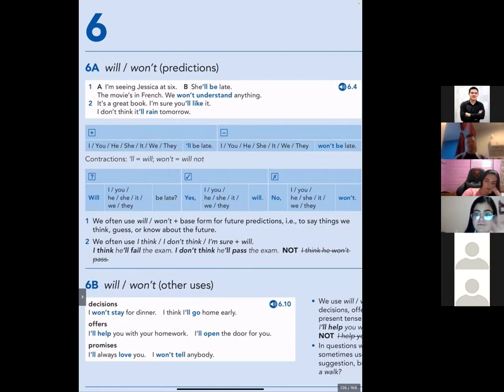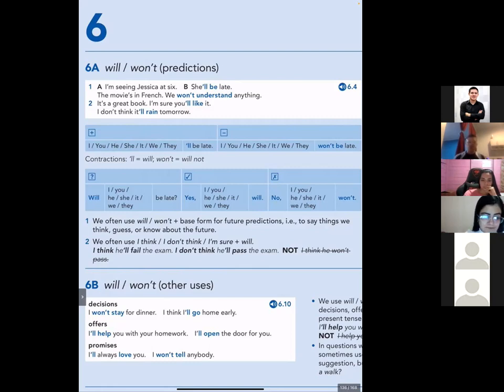Okay, so how does it work? It's actually pretty simple. We use it whenever we want to make a prediction. What is a prediction? When we are guessing or inventing what we think is going to happen. For example, let's say that I want tomorrow to be a sunny day because I want to go cycling. So I can say, tomorrow will be very sunny. I'm just making a prediction. I have no information. I'm just guessing, hoping in a way that tomorrow is going to be like that. So that's will for predictions.